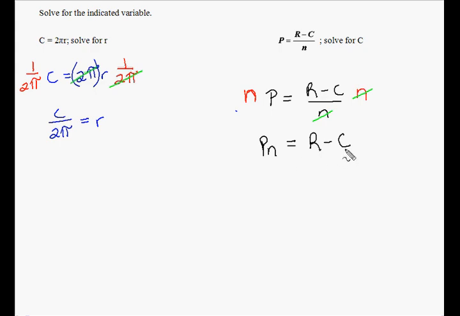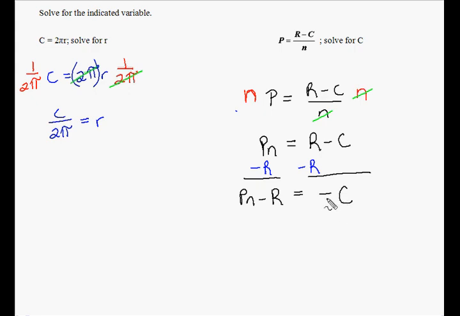I still need to get c alone. There's one more thing with it, r. I'm looking at the subtraction sign and I know that can't stay. So I'm going to add a negative r to both sides of the equation. That will leave me with Pn minus r is equal to negative c.